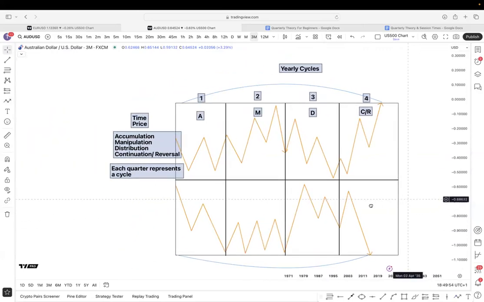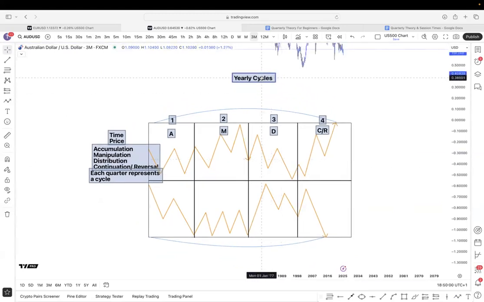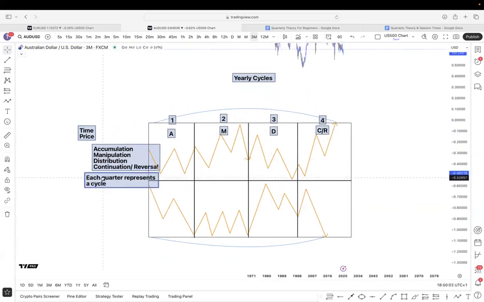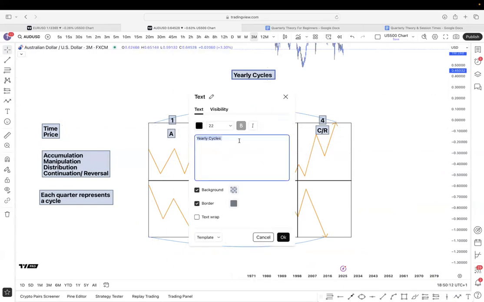Now, what we are going to start to do is break down what these cycles would actually look like for us. Because a yearly cycle can represent one year, but it can also represent weekly cycles. It can also represent daily cycles. It can also represent session cycles, and it can also represent micro cycles.